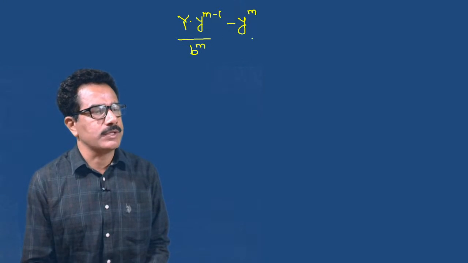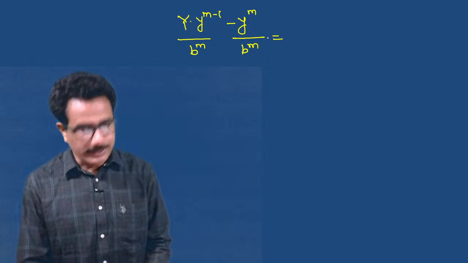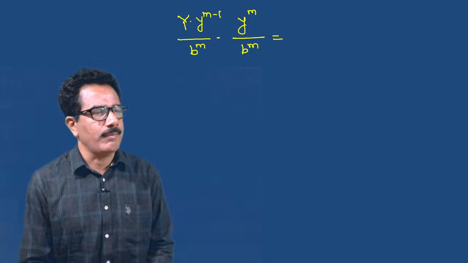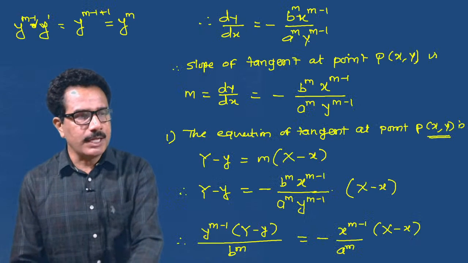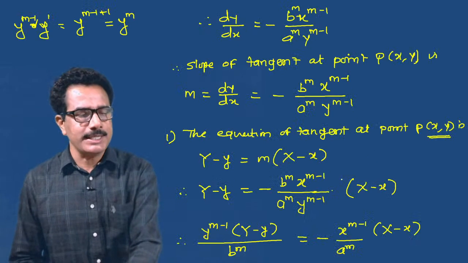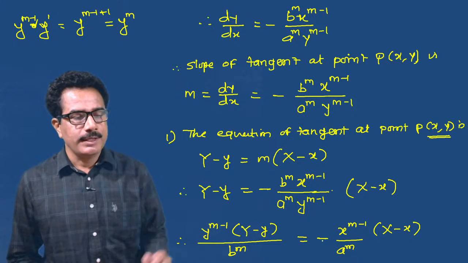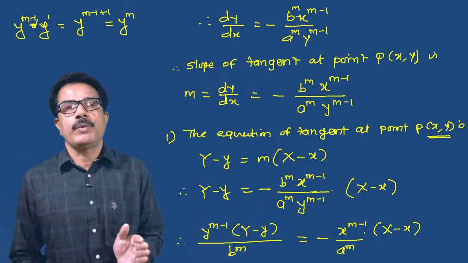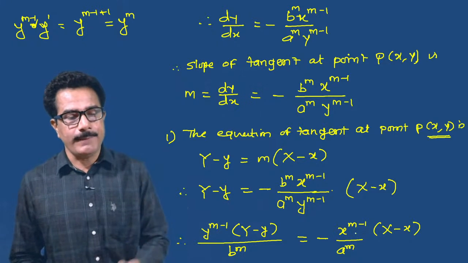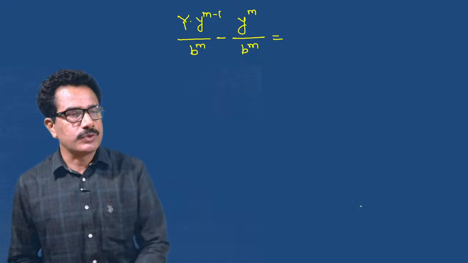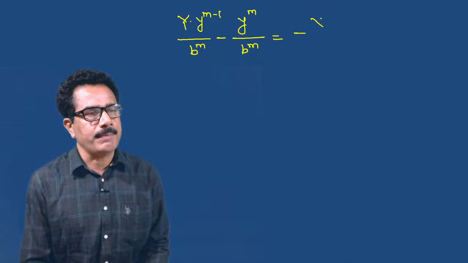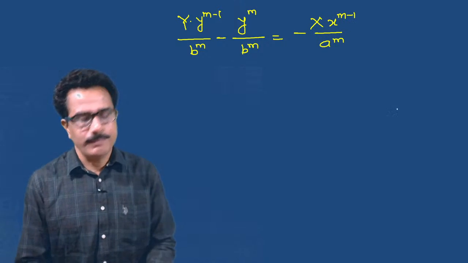I can write this directly as small y raised to m divided by b raised to m. Denominator, we can separate this denominator also, minus b raised to m. Similar process we have to adopt on the right side, multiply by x raised to m minus 1 in the bracket. So we get minus capital X into small x raised to m minus 1 divided by a raised to m.